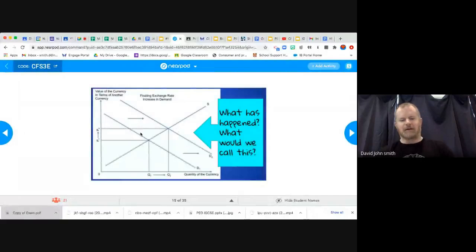Yes, indeed. And you need to use that word. Really can't stress that enough. It needs to be that exact word. So when this is happening, it is an appreciation under a floating exchange rate. When the value of the currency increases, it's called an appreciation.